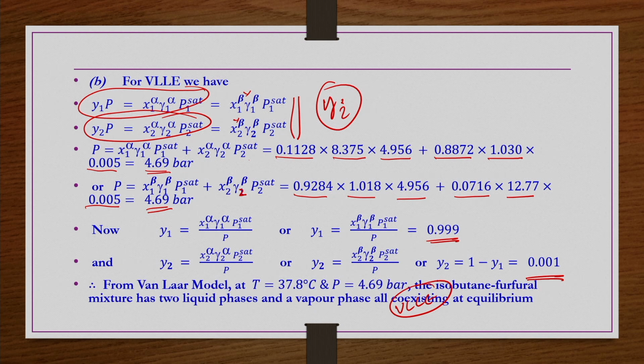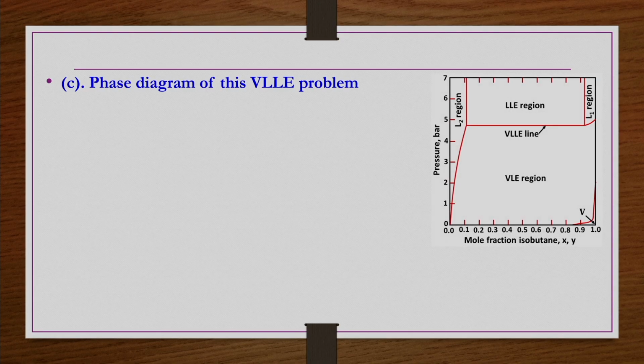So, now what we have to do? We have to draw the phase diagram. So, from the Van Laar model at 37.8 degree centigrade and 4.69 bar, the isobutane, that is component 1, and furfural mixture, that is component 2, has two liquid phases and a vapor phase all coexisting at equilibrium, though the vapor phase is almost pure isobutane. So, now we will be drawing the phase diagram of this system.